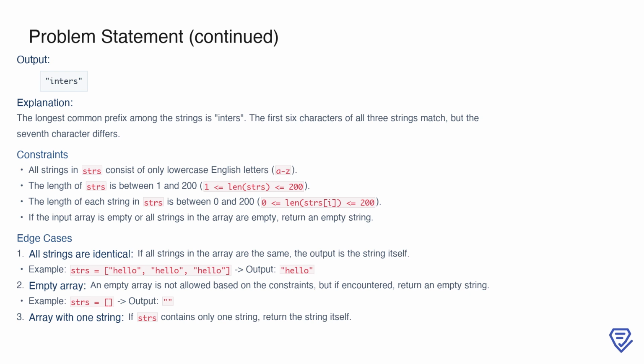Along with these examples, there are constraints to consider. All strings in the input array will consist only of lowercase English letters, and the total number of strings in the array, as well as the lengths of the strings themselves, fall within the specified ranges. If the input array is empty or if all the strings in the array are empty, the expected output is an empty string. Let's also examine some edge cases to clarify further.